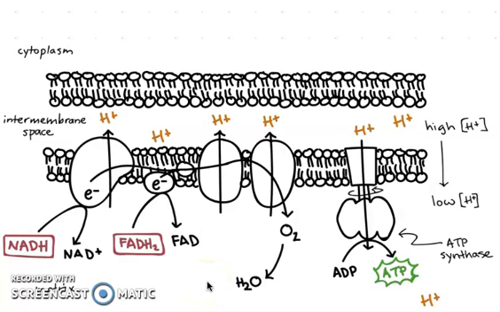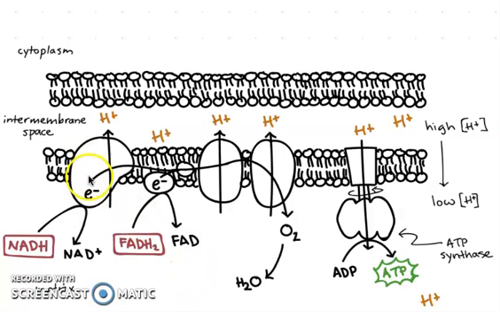Additionally, the matrix of the mitochondria, the inner part of the mitochondria, has a lot of oxygen, as we've already discussed in past videos. Because of this, the hydride ions and the oxygen are going to combine to form water, and that's going to be another molecular byproduct.